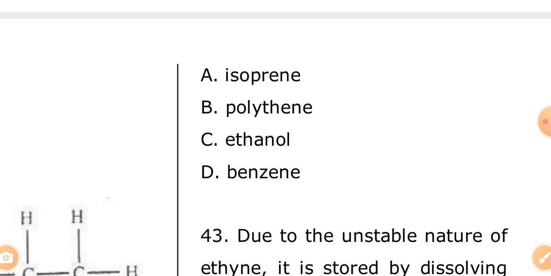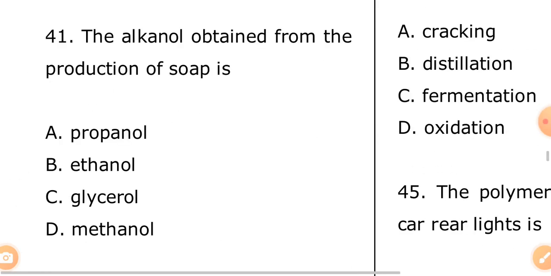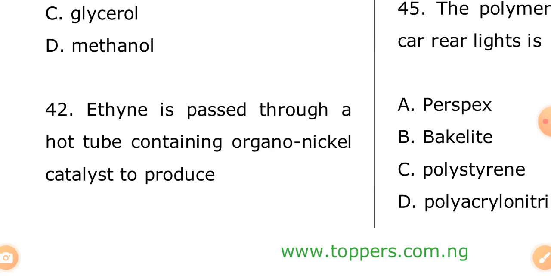Not to move ethyne to ethanol. Look at the question again. Ethyne is passed through a hot tube containing an organic nickel catalyst to produce benzene. Benzene. Are you still with me?